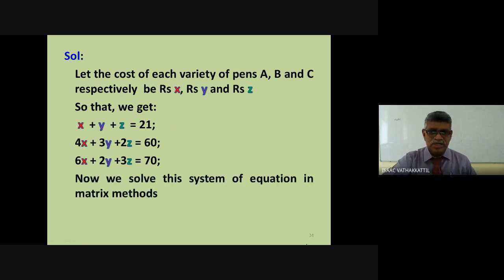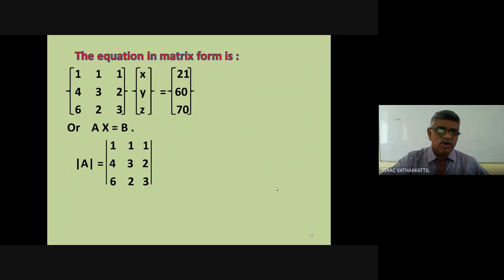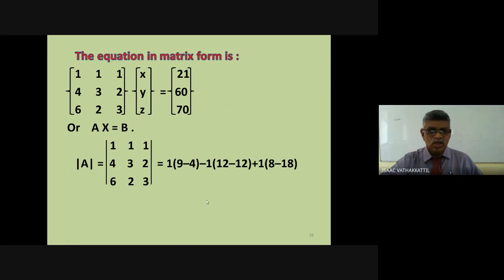How will you solve using matrix method? We will rewrite in the matrix format. I am just reminding once again, I can go fast. We have the form AX equal to B, where A is matrix 1, 1, 1, 4, 3, 2, 6, 2, 3. I wrote directly the determinant of the matrix. Determinant of the matrix is evaluated as 1 into 9 minus 4 minus 1 into 12 minus 12 plus 1 into 8 minus 18, and finally calculated to be minus 5, not equal to 0.